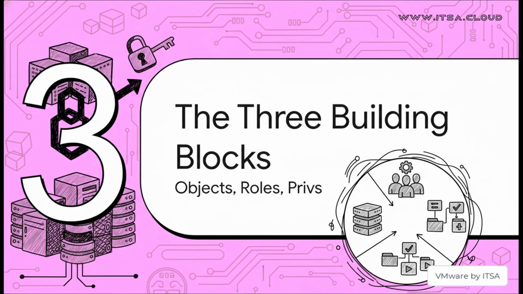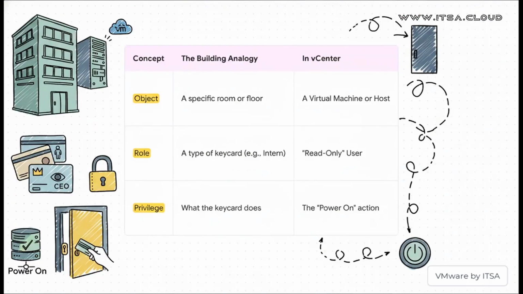You know, to really get a grip on this, you just have to understand how any permission is built. And it's actually pretty simple. It all comes down to three basic building blocks: objects, roles, and privileges. Let's walk through this together. First up, we have the object. In our building analogy, that's just a specific room or a floor. In vCenter, it's a virtual machine.